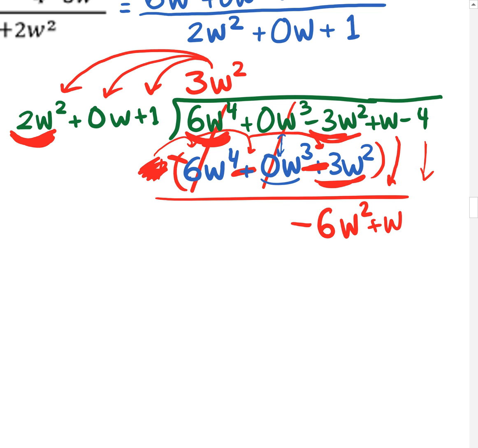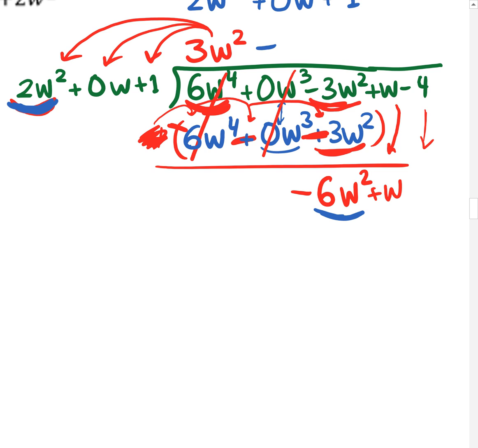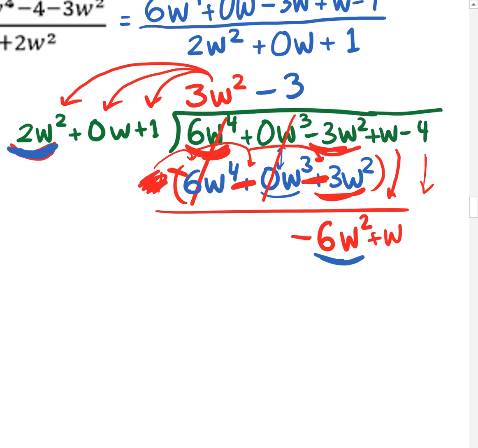Now I'm trying to divide, or ask myself, 2w squared times what is negative 6w squared? Well, 2 times negative 3 is negative 6. But then w squared is w squared, so I don't really need any w's. So the quotient there is just negative 3.